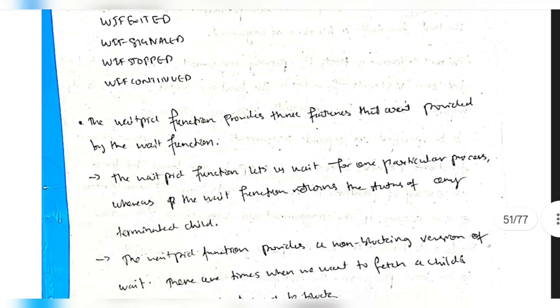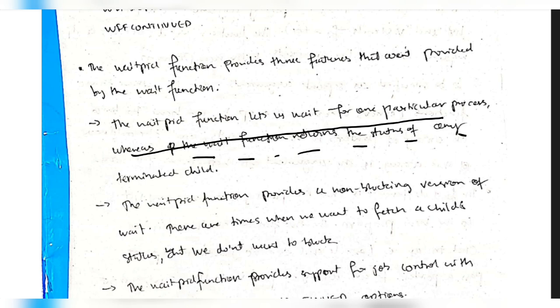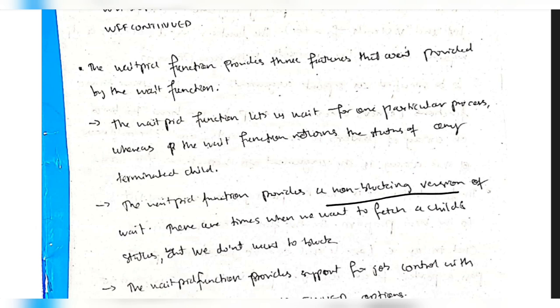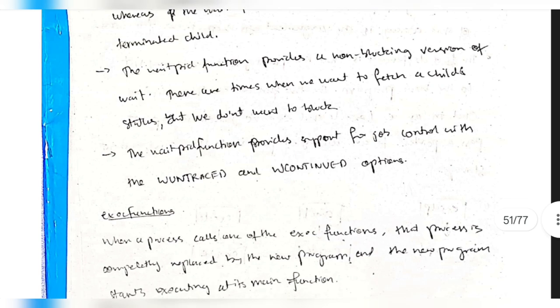So waitpid provides three features which aren't provided by the wait function. First, waitpid lets us wait for one particular process, whereas the wait function returns the status of any terminated child. That's the first difference between wait and waitpid. Second, waitpid provides a non-blocking version of wait, because wait will always block, and waitpid has an option to stay unblocked. Third, waitpid provides support for job control with WUNTRACED and WCONTINUED.